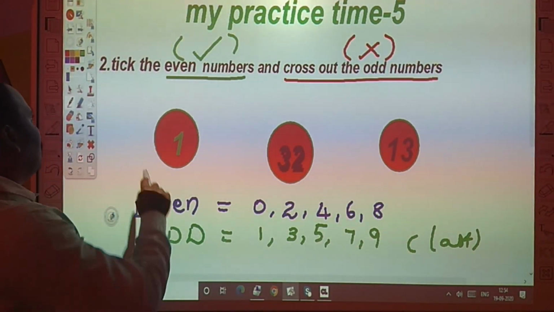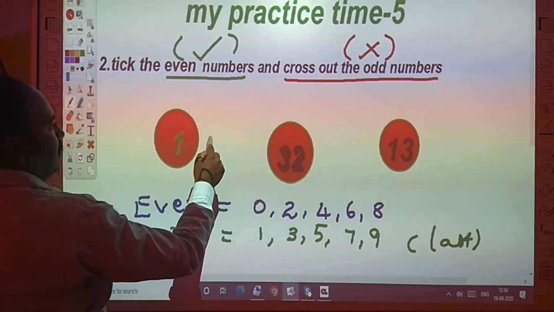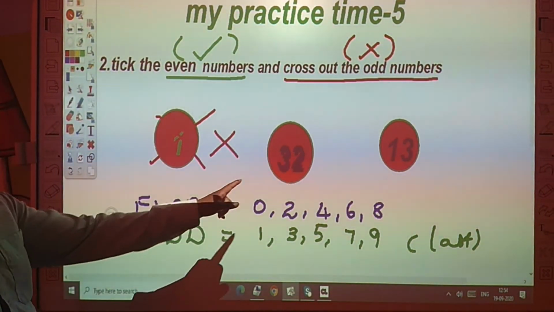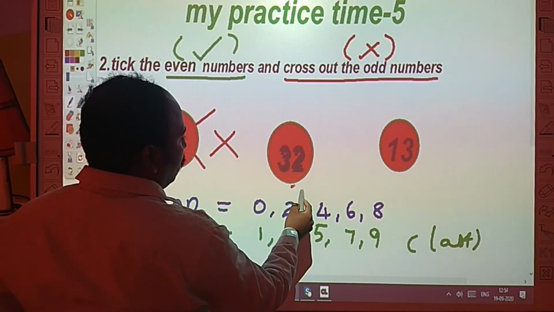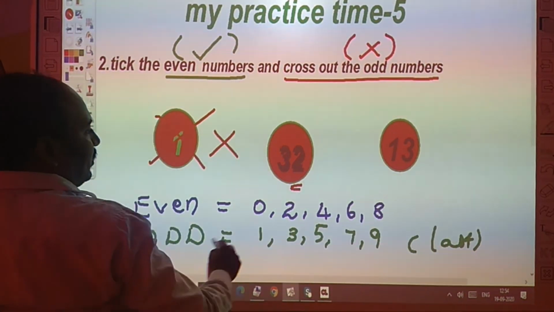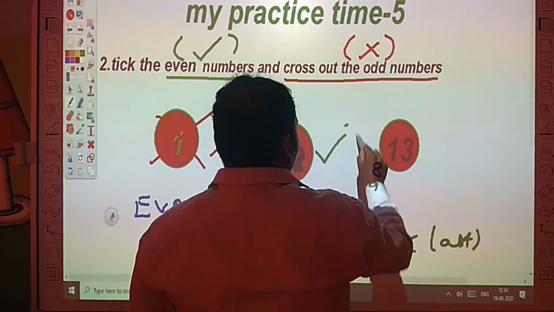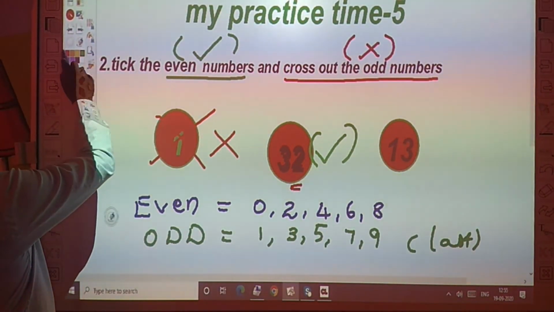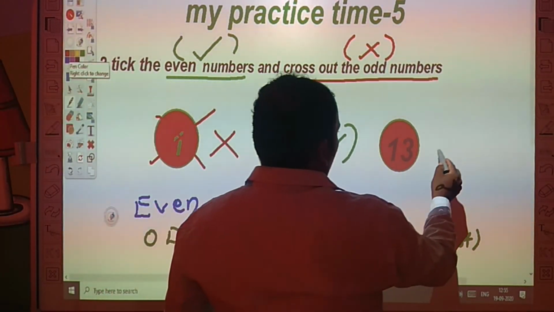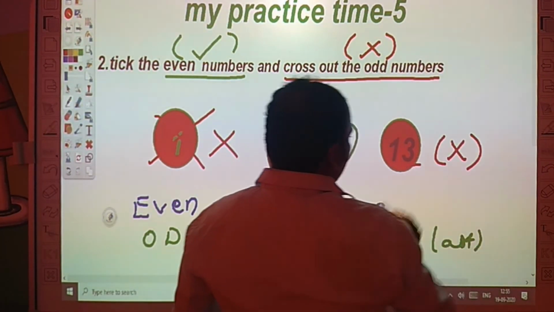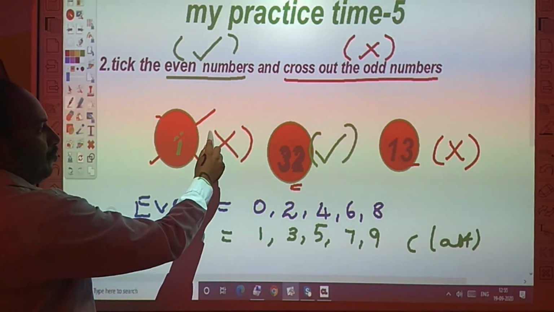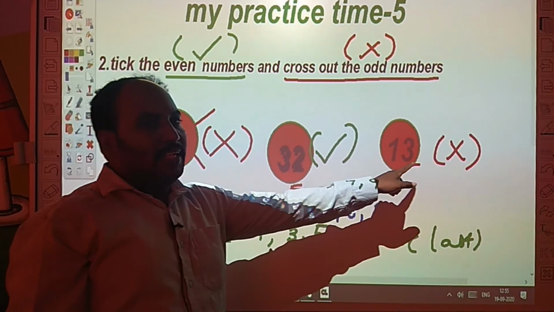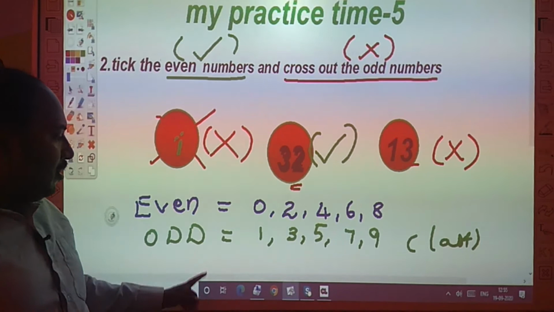Now we tick the even numbers and cross out the odd numbers. 1 is an odd number, so we cross out this number. Next one, 32. Last digit is 2, so tick the even number. The next one, 13. The number 13 is an odd number. So 1 is odd, 32 is even, and 13, last digit 3, is odd.